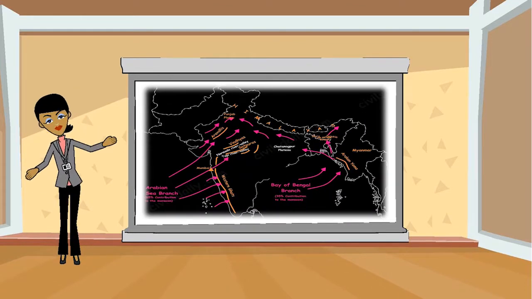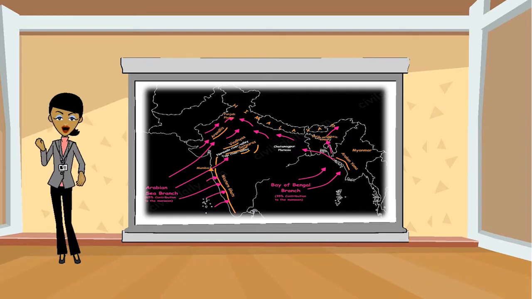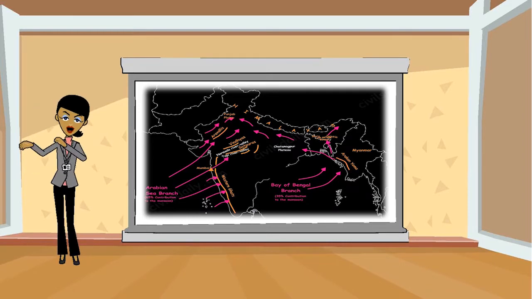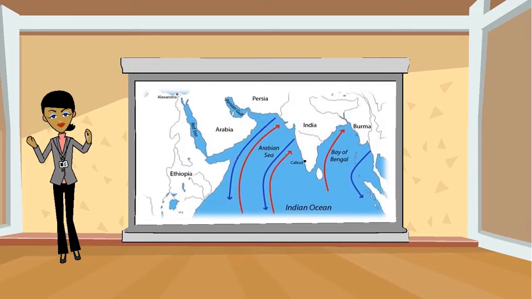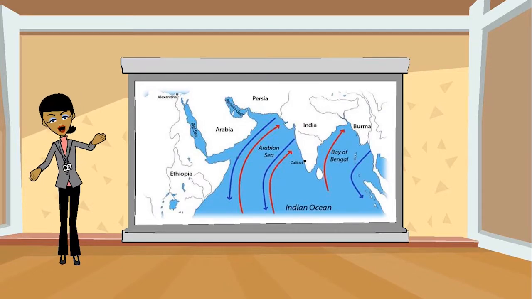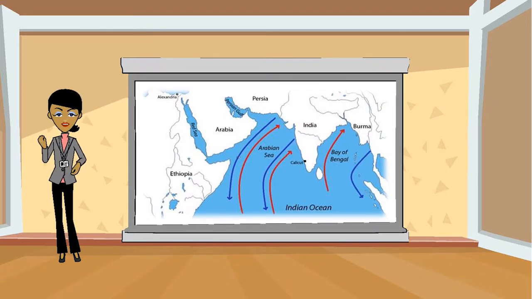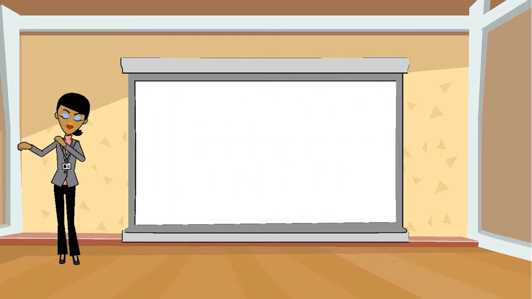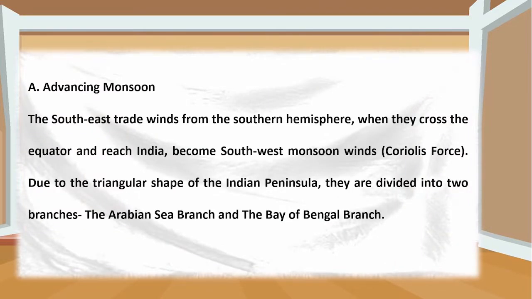The southeast trade winds coming from the southern hemisphere cross the equator and become southwest monsoon winds by Coriolis force. These winds get broken into two parts because of the triangular shape of the peninsula. The two parts are the Bay of Bengal branch and the Arabian Sea branch.